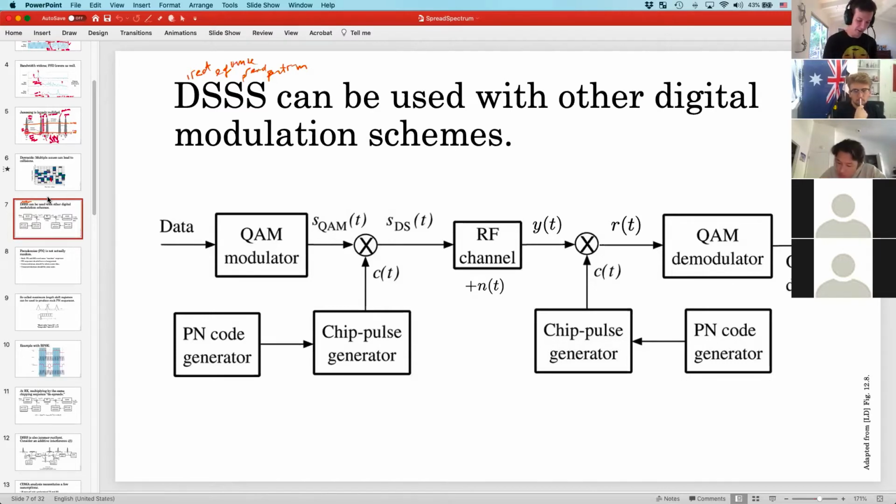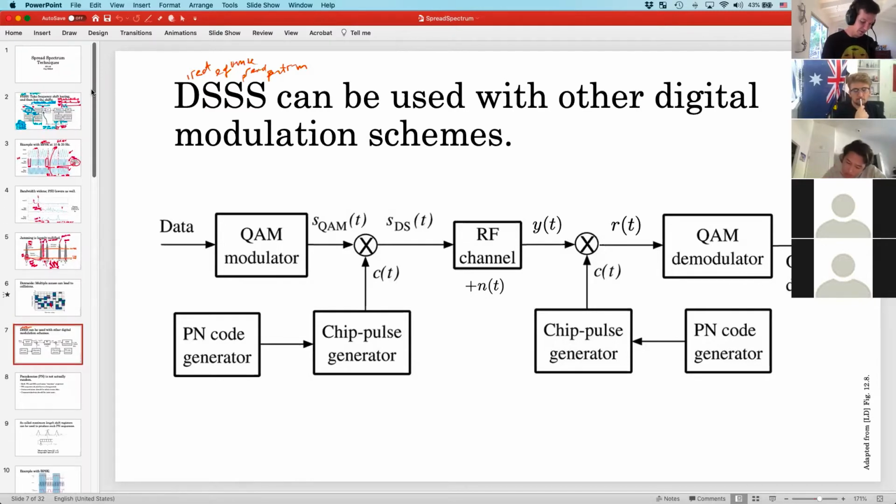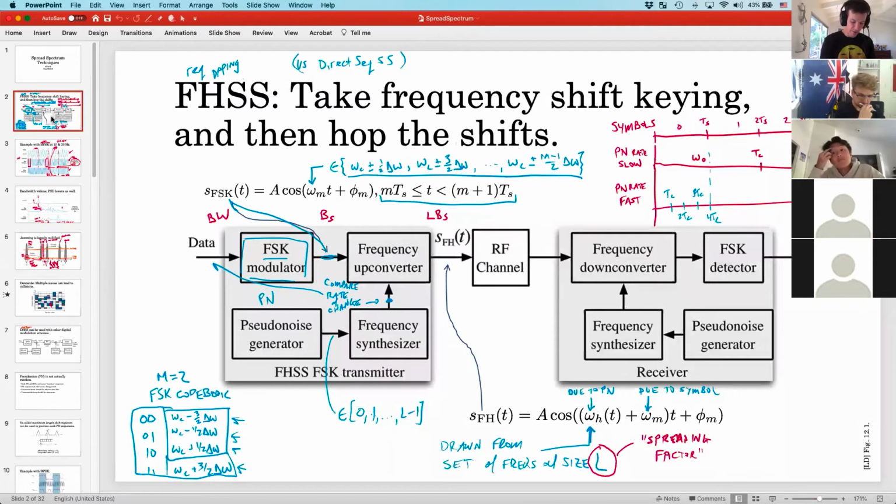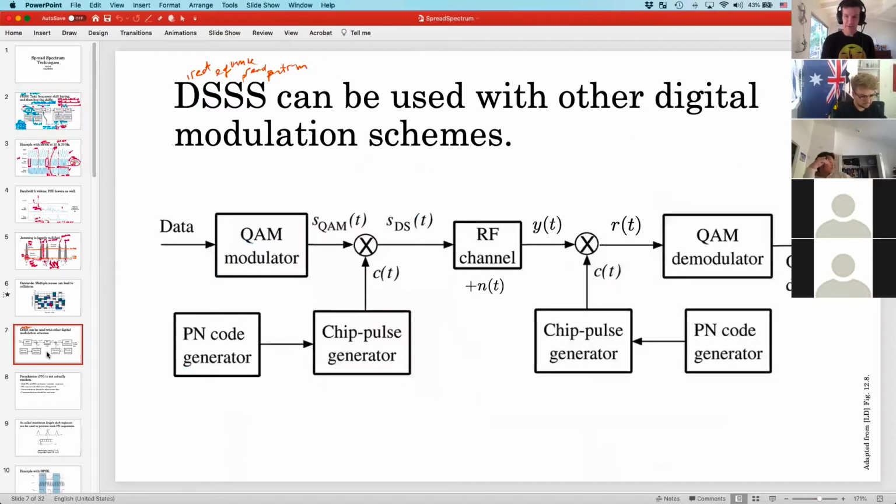So just because it's easy to not see the difference, let me switch between the two slides. In here, if you're doing FHSS, you have to start with FSK modulation. It doesn't work any other way. If you choose to do DSSS, you can use whatever kind of digital modulation you like. In this particular example, it's a QAM modulator. But the idea is that we're not directly synthesizing frequencies.